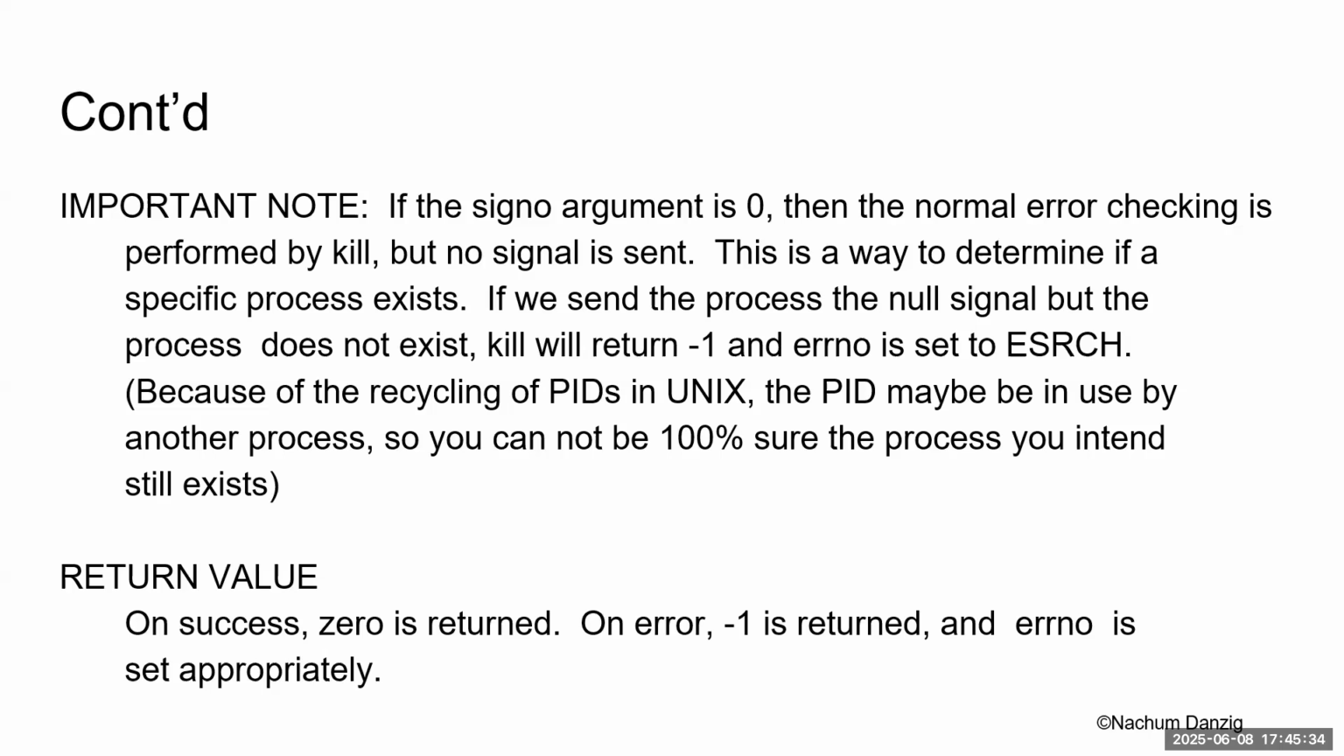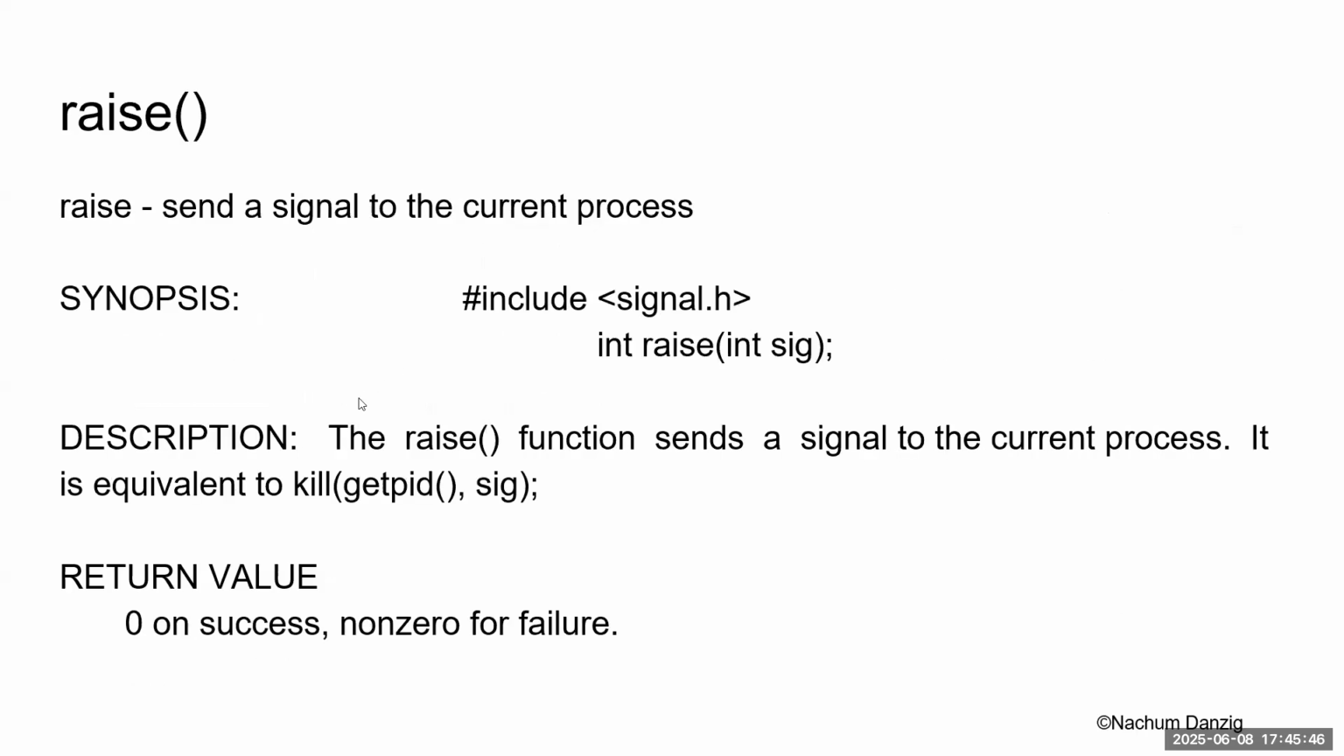It's pretty unlikely for that to happen quickly, but it's possible. On success, 0 is returned, on error -1 is returned. So basically, if we get a 0, that means the process exists. Here is another function called raise. What raise does is it sends a signal to yourself.